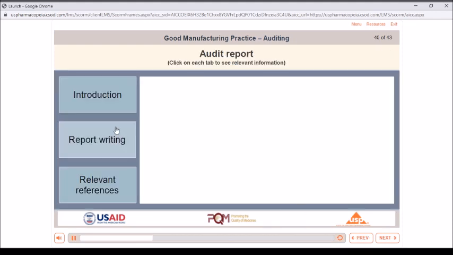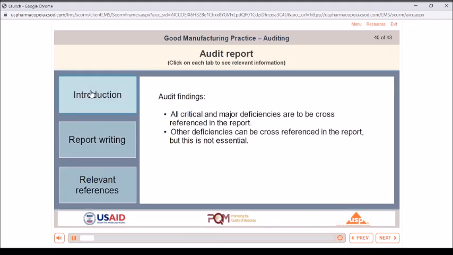Audit report. Introduction. Audit findings. All critical and major deficiencies are to be cross-referenced in the report. Other deficiencies can be cross-referenced in the report, but this is not essential.